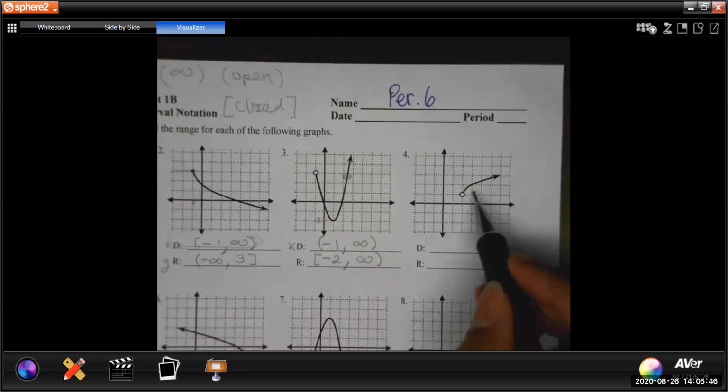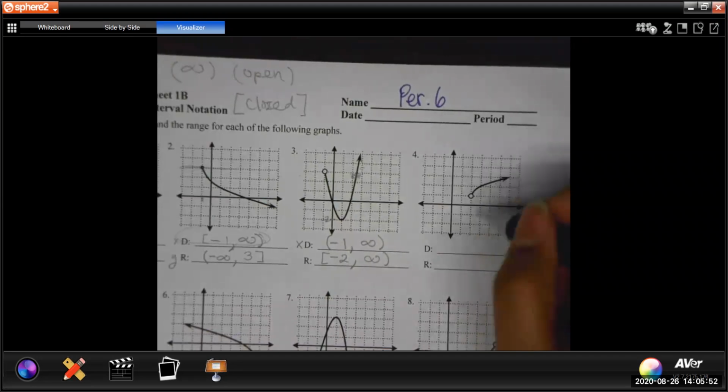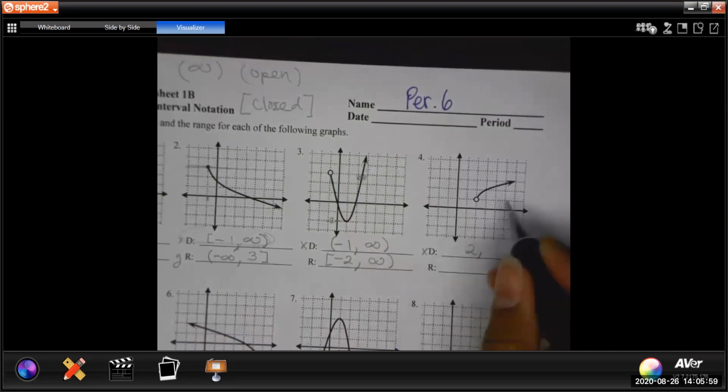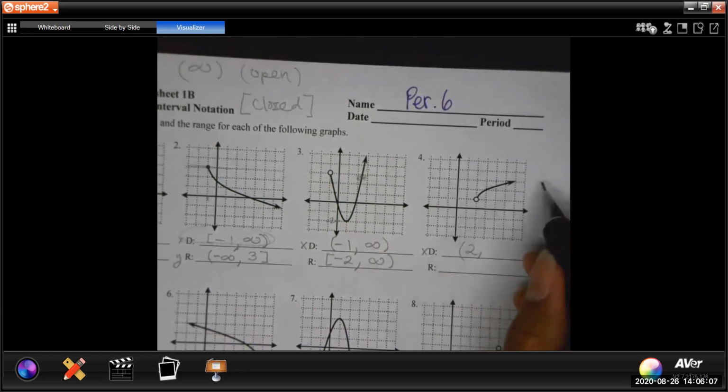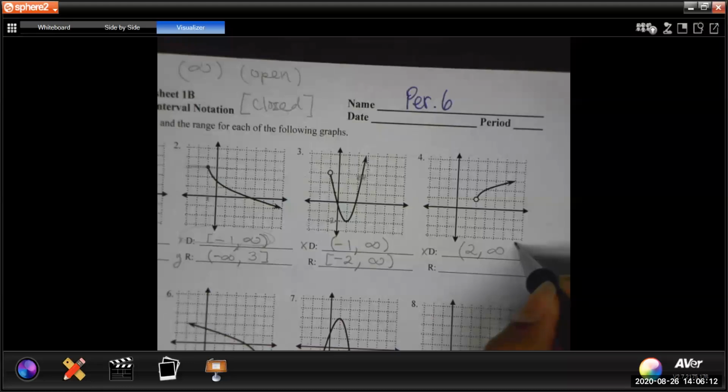This graph here, does it go left forever or does it have a start point? Has a start point. And what's the x value? Because I'm dealing with the x-axis. 2. 2. And parentheses or brackets? Parentheses. And does it go right forever or does it have an end point? Right forever. And so I put infinity and there's no open circle in between and parentheses or bracket. Parentheses. Good job.